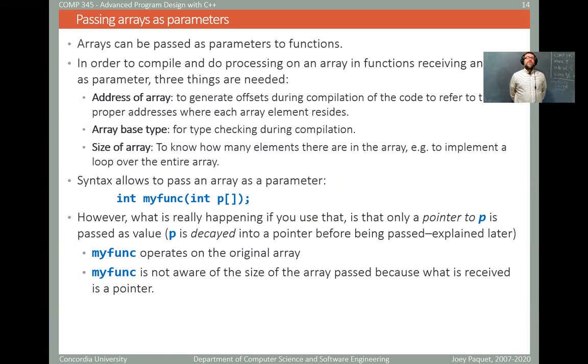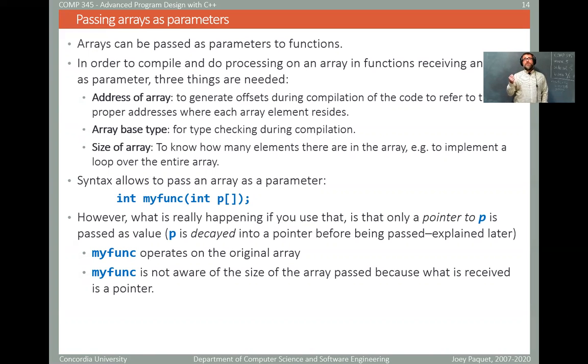When you pass an array as a parameter, remember I said that the compiler will actually compute the offsets. Calculating the offsets, especially for two-dimensional arrays, actually requires knowing the dimensions of the actual array, as we will see later. That's what brings the limitation.